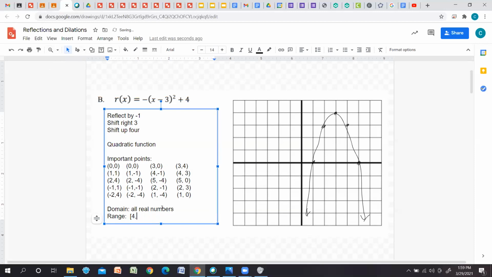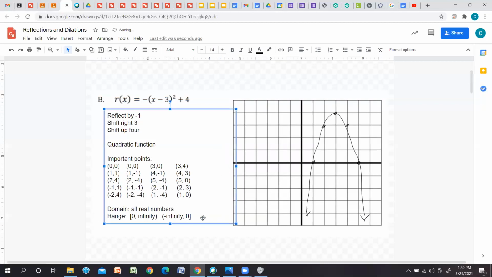So since it's originally 0 to infinity, right? When it gets reflected, remember, it becomes negative infinity to 0. And then when we add 4, it becomes negative infinity to 4, right? So you do have to double check your answers, right? And that is our range. It goes from negative infinity to 4. Everyone see that? So the domain is all real numbers on both ends, and then the range goes from negative infinity to 4.